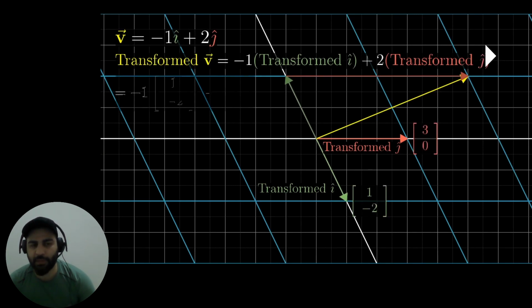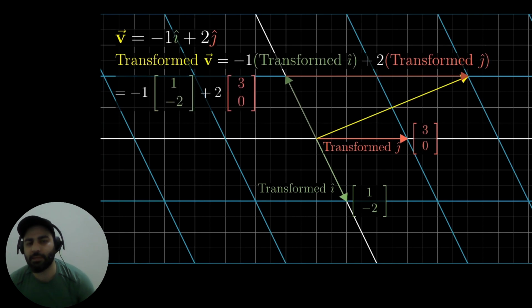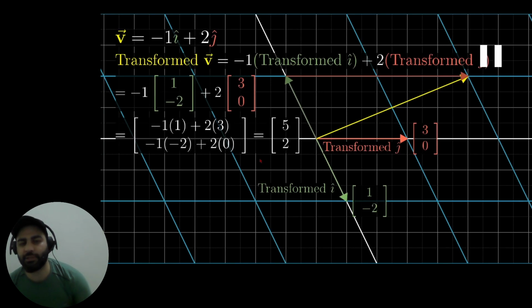So in order to compute that, we wrote minus 1 times the transformed i vector values plus 2 times the transformed j vector values, and we can compute that. If you see, this is the computation that is done on the screen. This is how we can compute any vector. That's what I meant by the transformation.